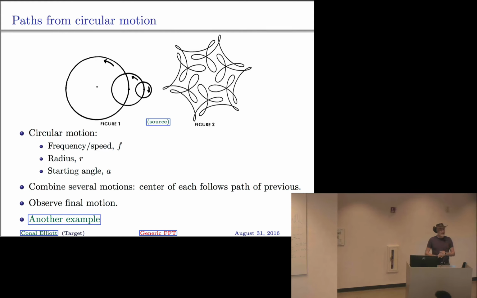And then the idea is that we're going to combine these circular motions. Each circle, we center at the distinguished point of motion of the previous circle. So we get these nested circles in orbit of other circles. And then what we're interested in is the path that the distinguished point on the final circle takes, the one that doesn't have another circle coming off of it. And then you can make all kinds of lovely pictures, spirography sorts of things, for instance.